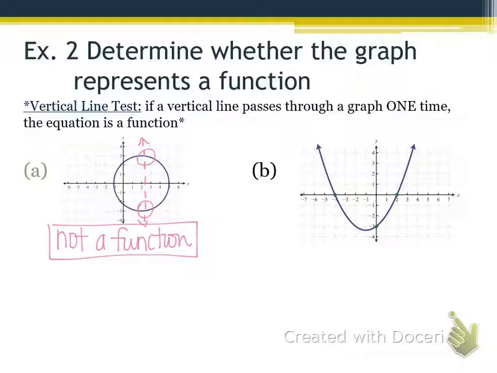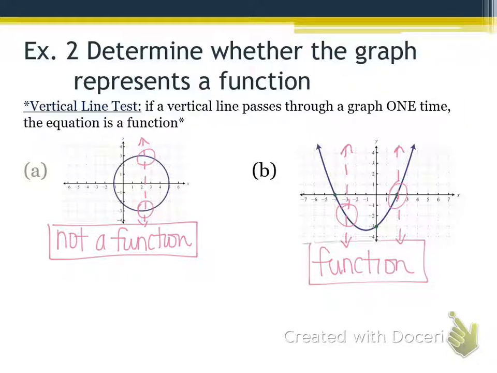When we do the vertical line test on letter B, and it doesn't matter where you start, some of you may have chosen to start over here, some of you may have wanted to do it over here. No matter where you start it, how many times does the vertical line pass through your graph? Once. It passes right here, it passes right here, but it only passes through one time. So is this a function? Yes. This is a function. How many of you said on your paper it was a function? All right, good. Just make sure you proved it with your vertical.